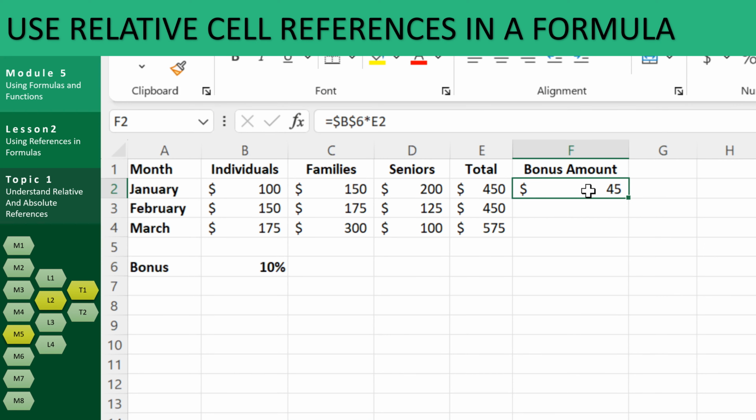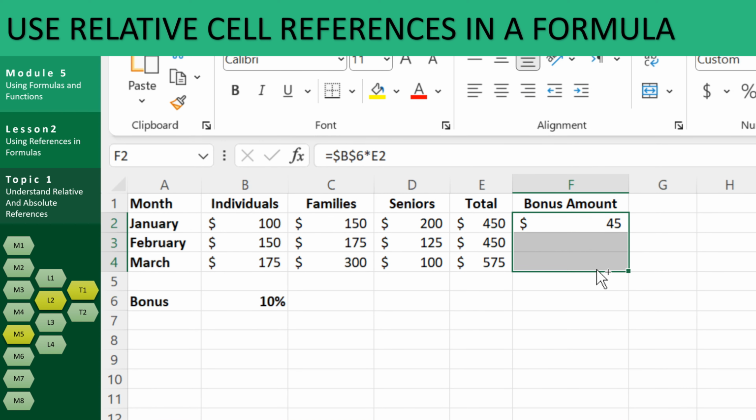For example, the first table has cell F2 selected. The formula within the cell is equals $B$6 times E2. This formula multiplies the bonus in cell B6 with the total in cell E2 to calculate the bonus amount in cell F2.